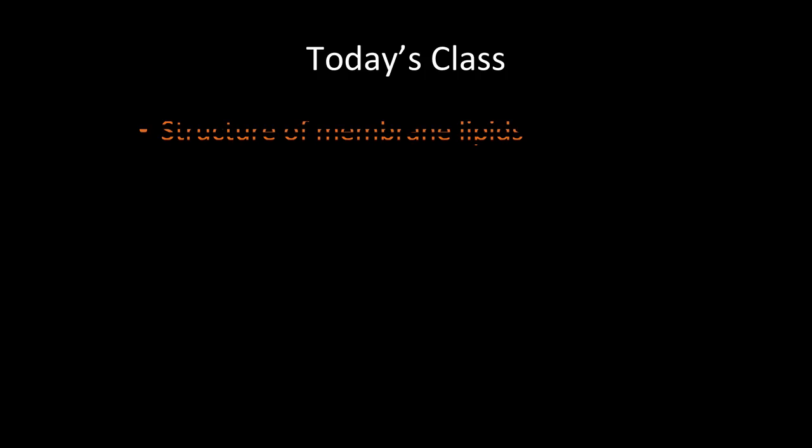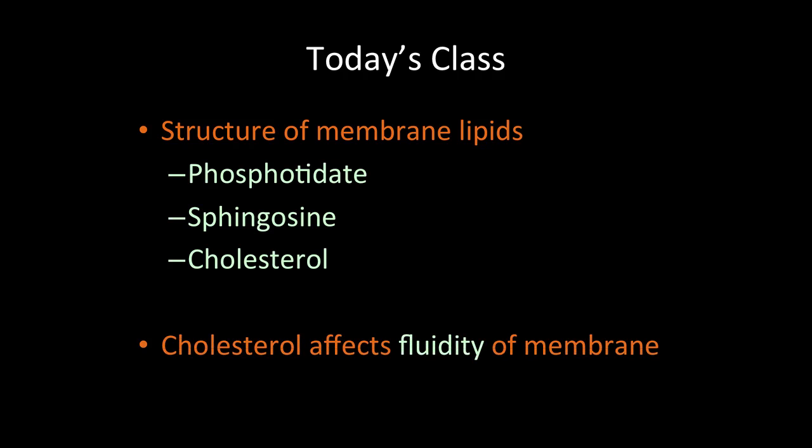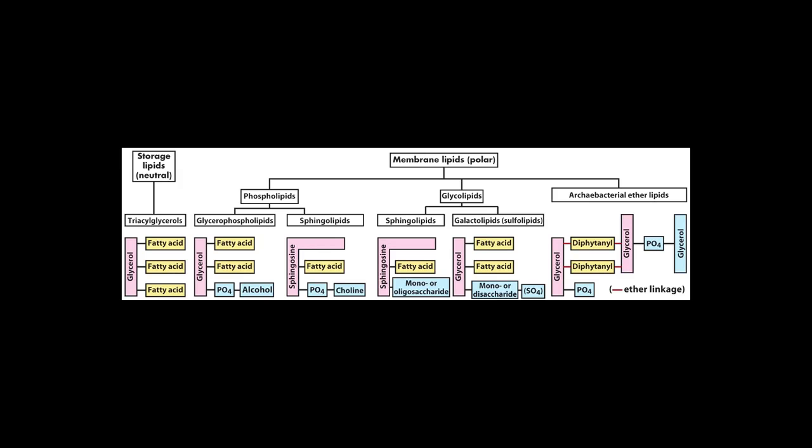So for today's class, we're going to be looking at the structure of membrane lipids. And in particular, we're going to be looking at phosphatidates, sphingosine, and cholesterol. And finally, we're going to be looking at how cholesterol affects fluidity of membranes. So these are some typical membrane lipids, and we have looked at triacylglycerols in part 1. So today we're going to be looking at the glycerophospholipids, sphingolipids, and if we have time, we might look at galactolipids. We'll see.